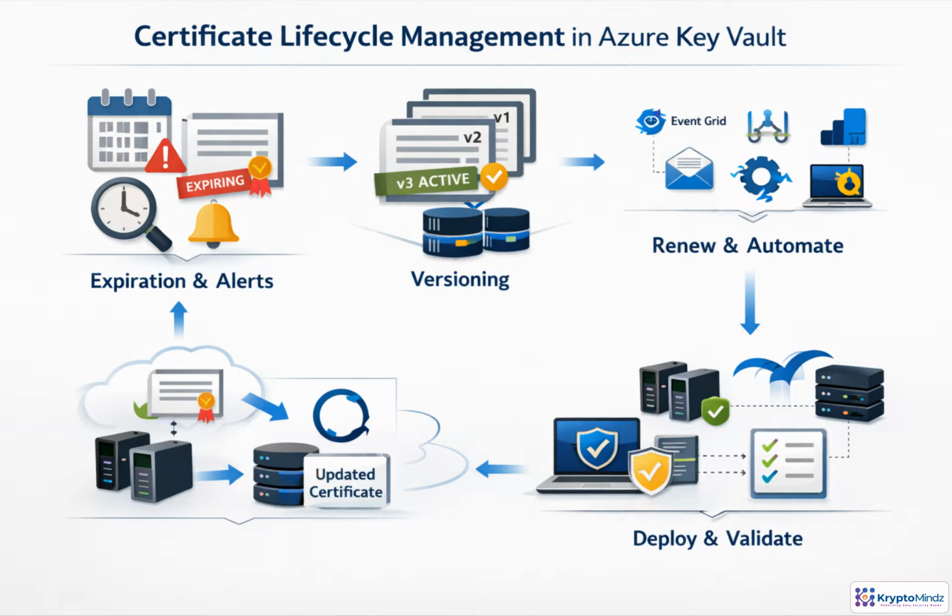Certificate lifecycle management is about never being surprised by an expiry. Configure alerts well before the date and drive changes through Key Vault's versioning model. Applications should either reference the latest version or a specific one, depending on your risk tolerance and rollback needs. Events from Key Vault can trigger Event Grid, Logic Apps, or runbooks to renew or import certificates, update workloads, and then validate that each dependent service is actually using the new certificate.